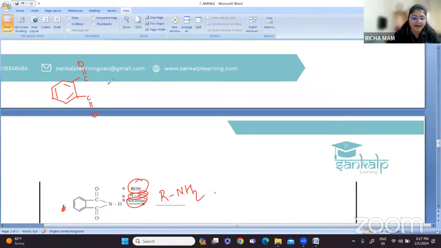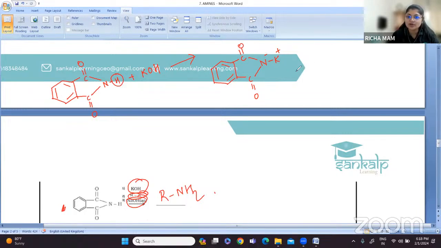So this is your phthalimide. When you react phthalimide with KOH, what happens? This active hydrogen is converted into a potassium salt of phthalimide. How is it? C double bond O, C double bond O, then N, K, so N minus K plus. This is the potassium salt of phthalimide.